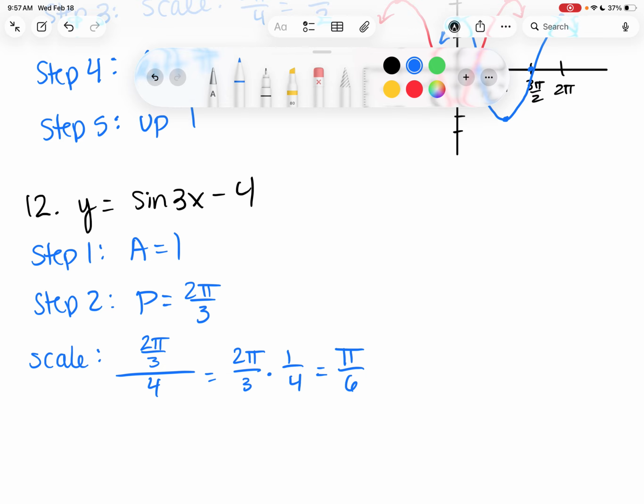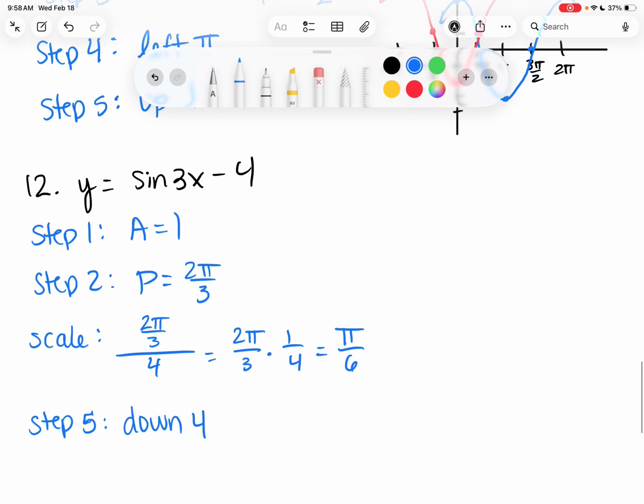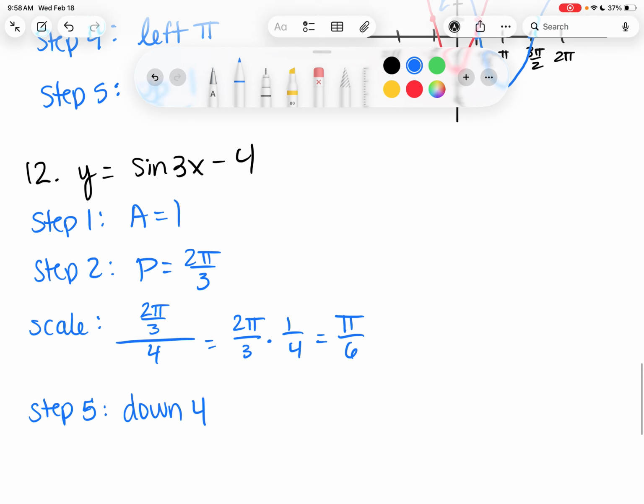And then, down. So there's no step forward, there's no parentheses, so it's not moving left and right, but there is a minus 4 outside of it, and so it is going down 4. And is it reflected? No. So notice if there's something that's not happening to it, I just skip that step. I don't even worry about it.